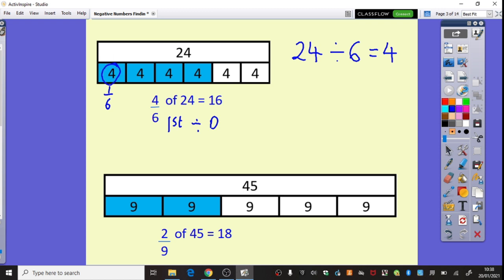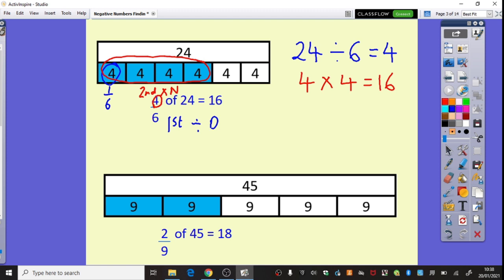Now the second step to our problem is to multiply by our numerator. And our numerator we can see here is 4. So we need 4 lots of our 1/6. So we've got 4 multiplied by 4 equals 16. Let's have a look at the second example then.